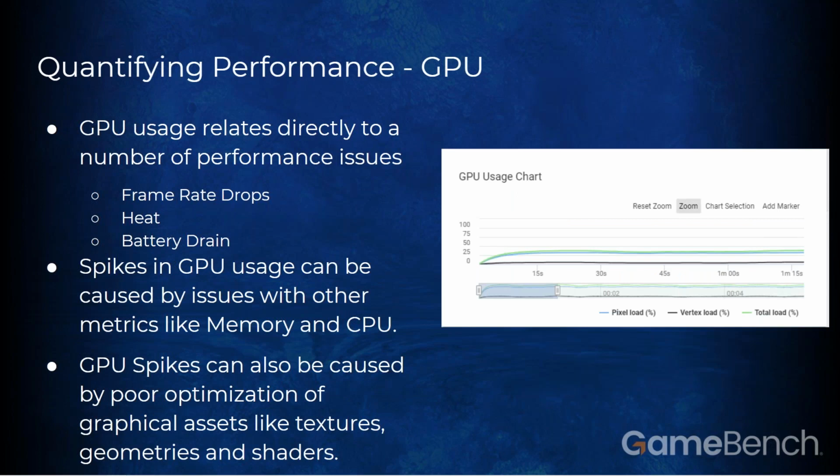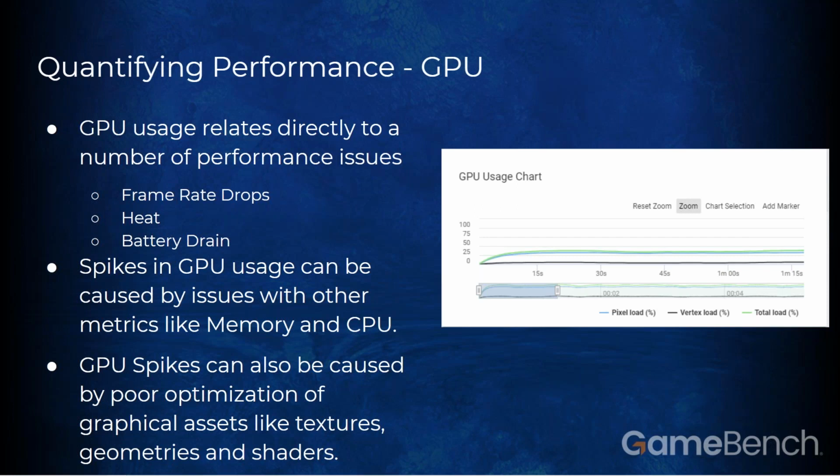And just like CPU, it relates to a number of performance issues that your users directly see and impact, and they'll write a negative review if they start seeing that. So you'll start seeing frame rate drops, and again, heat, because GPUs are getting beefier and beefier on these embedded chipsets, and they're doing a lot of calculations, and there's a lot of waste heat. And again, that gets you into the battery drain territory.